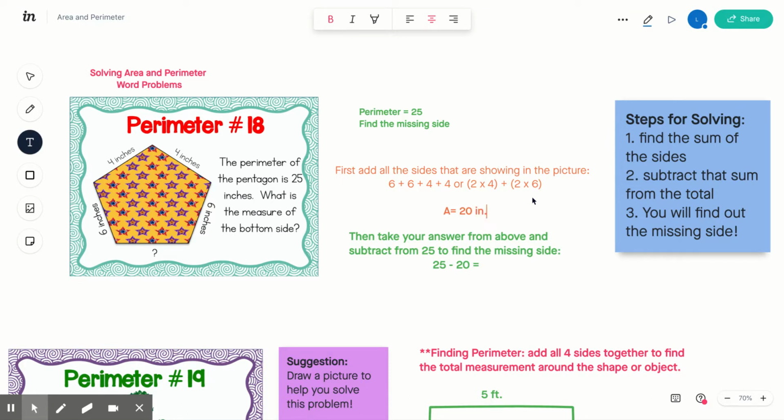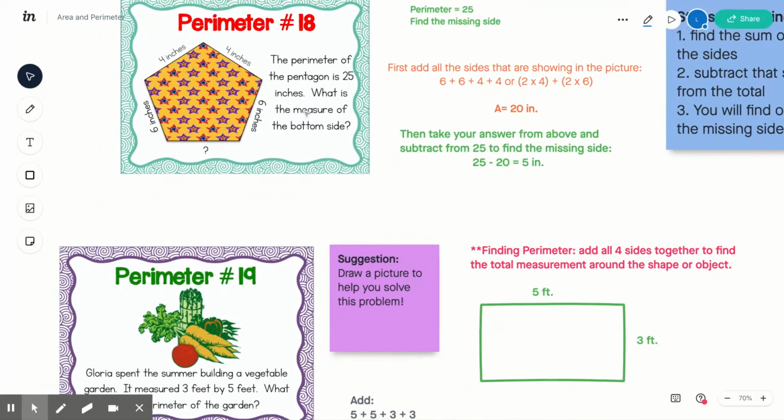And always remember your measurements that are part of the problem. Always put them in because that's important. Then you take this answer 20 from above and you subtract it from the 25, which is our total perimeter. So 25 minus 20 should come to 5. And again, remember your inches so that we know which measurement we're using. So this one was a fairly simple word problem, pretty straightforward.